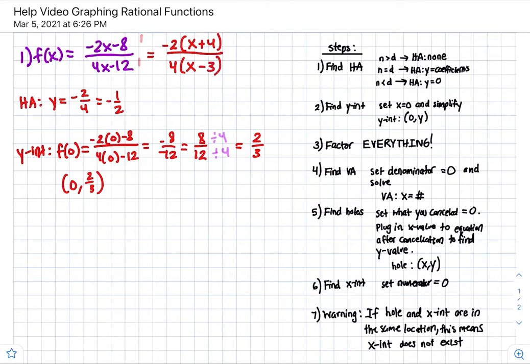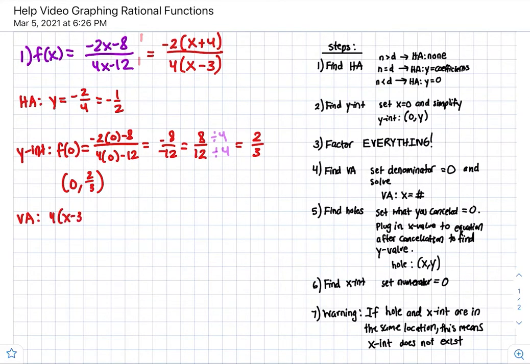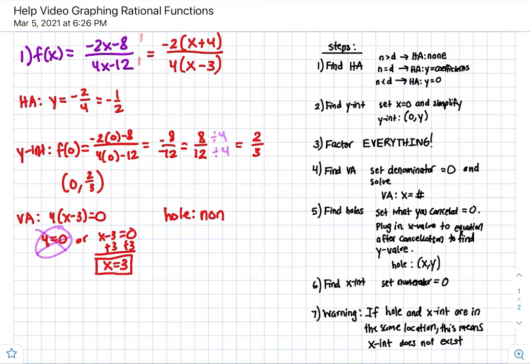So let's find our vertical asymptote, which is setting the denominator equal to 0. The denominator is 4 times (x minus 3) equal to 0. Now, 4 equals 0, or x minus 3 is equal to 0. We can't use the first one because that's a false statement. So add 3 to both sides, we get x is equal to 3, and this will be our vertical asymptote. For the hole, set what you canceled equal to 0, but we didn't cancel anything out. So that means our hole is none, because we didn't cancel out anything.